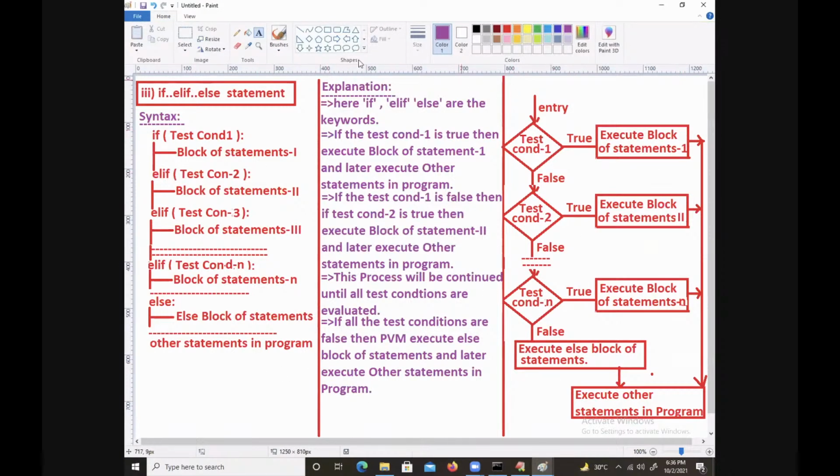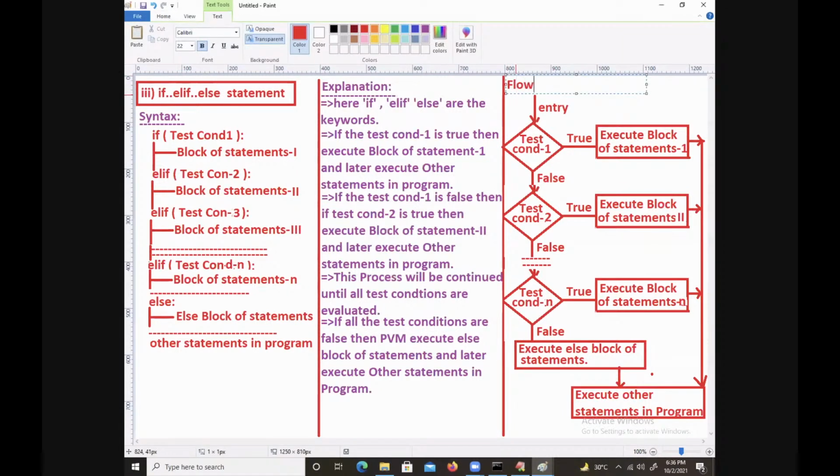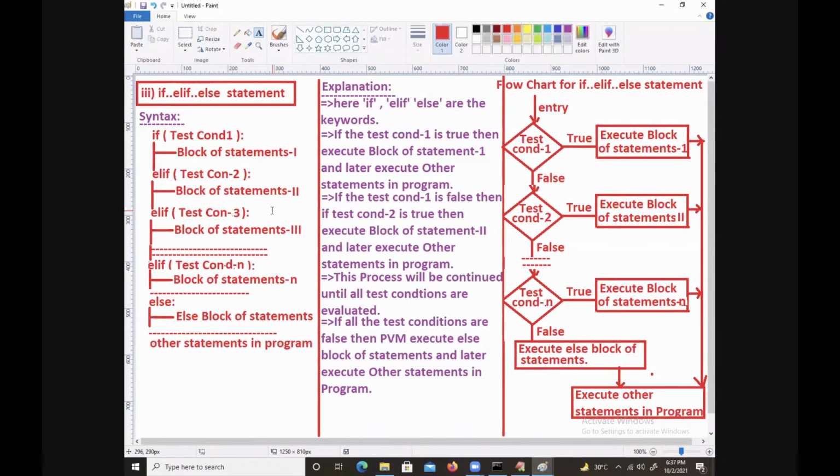Syntax explanation flow chart. This is called a flow chart for if-else statement. Flow chart for if, elif, and then else. This is the flow chart for all these things. Flow chart for all this kind of thing is explained. I hope that it is more clear for you related to my explanation.